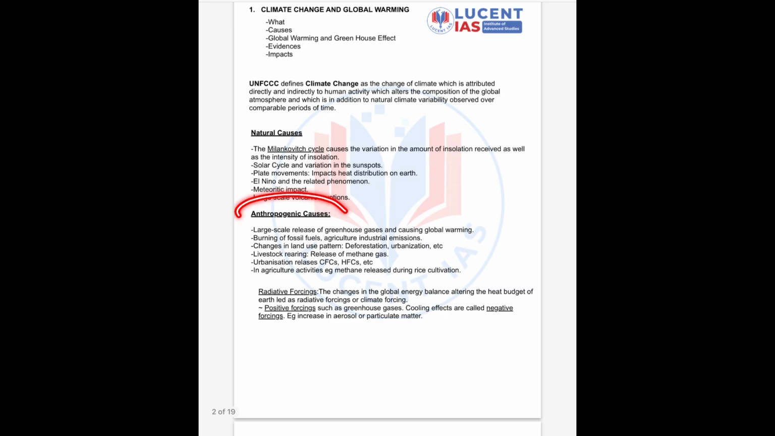Next, anthropogenic causes. So what are the man-made causes? One is the large scale release of greenhouse gases causing global warming. We will study what is greenhouse gas. Burning of fossil fuels, agriculture and industrial emissions, changes in land use pattern like deforestation, urbanization, release of chemicals like CFCs, HFCs, etc. And also from the agriculture sector, release of methane.